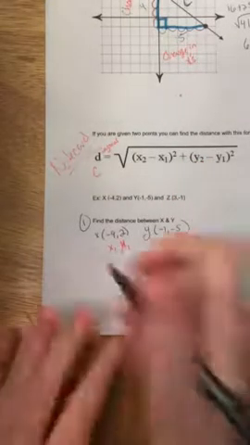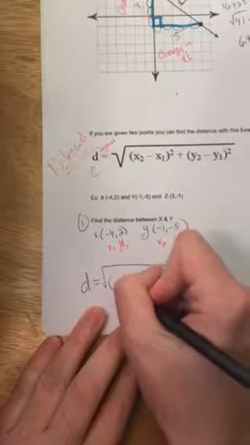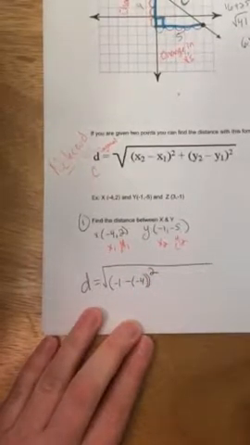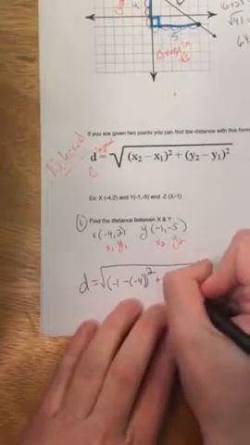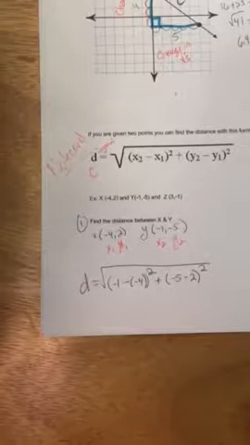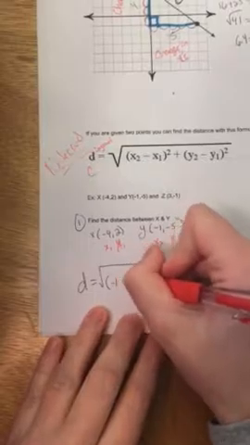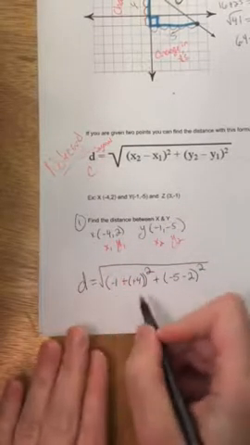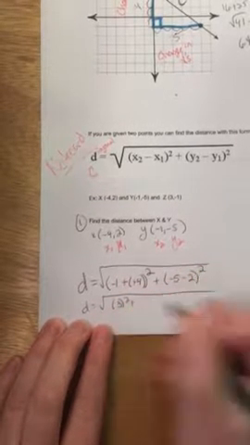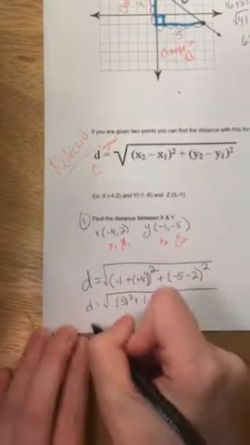So D is going to equal the square root of x2, which is -1, minus -4, squared, plus y2, which is -5, minus 2, squared. Okay, so I want to do everything in the parentheses first. Now notice this is really addition, right? Because a negative times a negative is positive. So -1 plus 4 is just a positive 3. So I have 3 squared plus -5 minus 2, which is -7 squared.